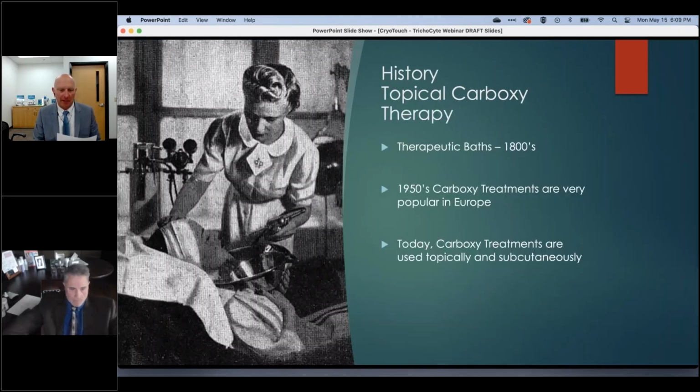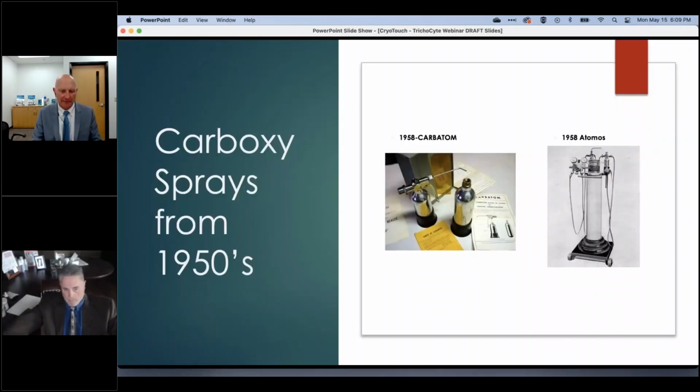Now, I had mentioned the use of a topical carboxytherapy or delivery across the 1800s into the 1900s. And it's really very interesting because what you'll see is that during the 1950s, there were a number of devices that were used to deliver this, and the benefits of that identified. So in the 1950s, there were a couple of devices you can see here. And the Carbotom was probably the one that was most popular. And this is really very interesting.